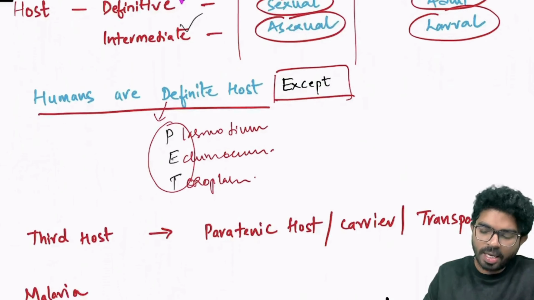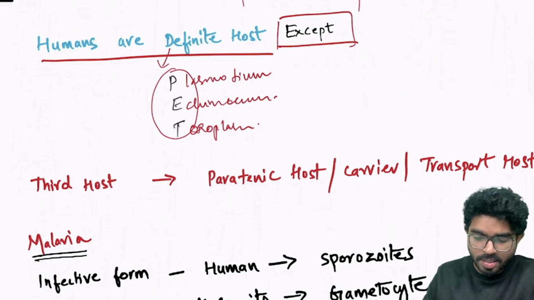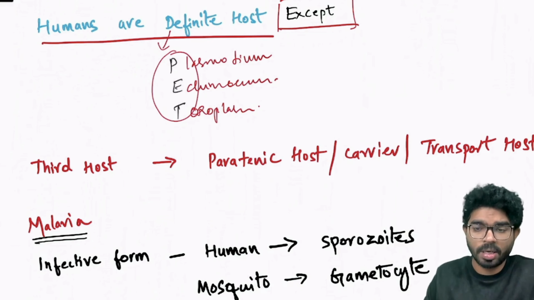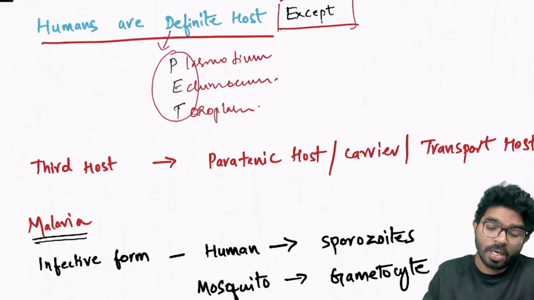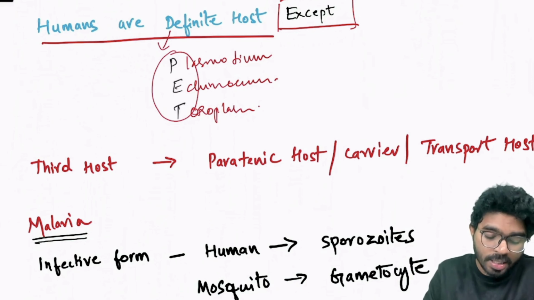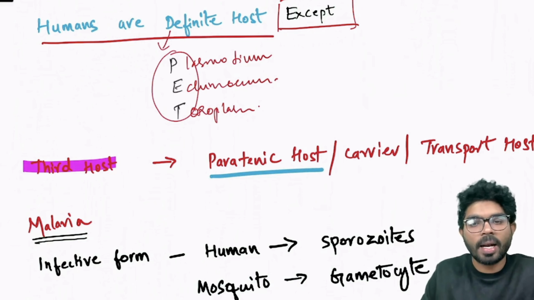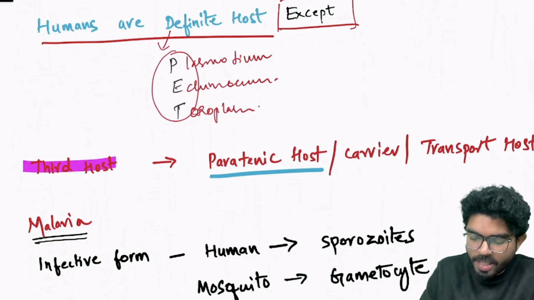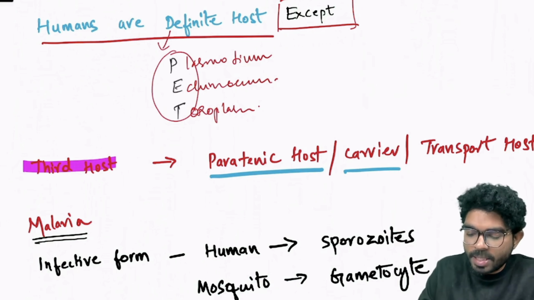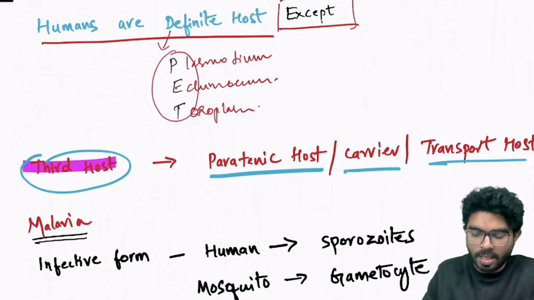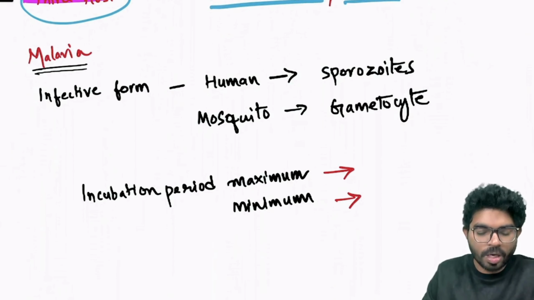In a few cases they rarely mention a third host apart from the primary host and secondary host, that is your definitive host and intermediate host. Okay, there is one more host called the third host. The third host is also called the paratenic host. Sometimes it may be called a carrier, sometimes a transport host. This is nothing but the third host. Okay, so there are a few lines that you need to make a note about.